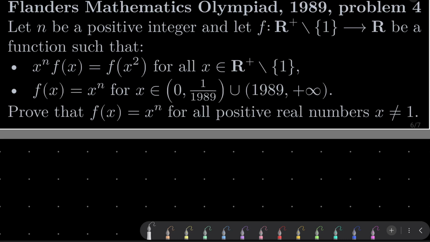First, x to the power of n times f of x equals f of x squared for all positive numbers without 1, and also f of x equals x to the power of n for x's between 0 and 1 over 1989, union 1989 plus infinity. We wish to prove that f of x equals x to the power of n for all positive real numbers, x not equal 1. So it's a rather simple problem. Here are my hints.